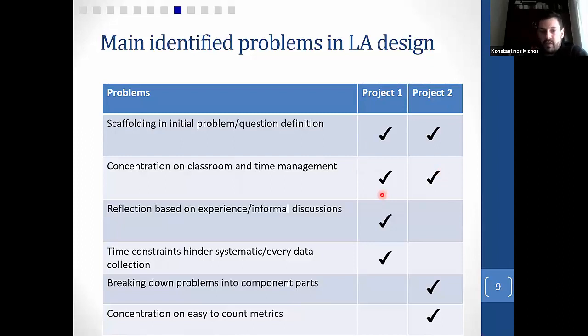However, we identified case-specific topics. For example, in the Spanish project, we saw that teachers reflected basically based on their experience or on some informal discussion with their students. And time constraints were hindering systematic data collection. In the second project, other problems related to the difficulty of dividing a teacher problem into sub-components and also to concentrating on easy-to-count metrics.